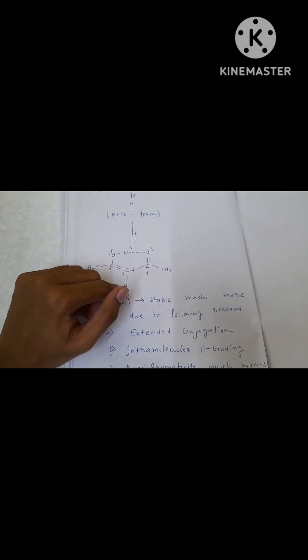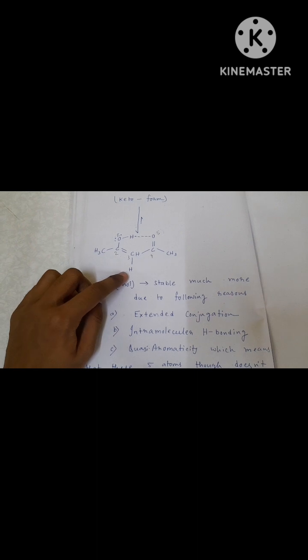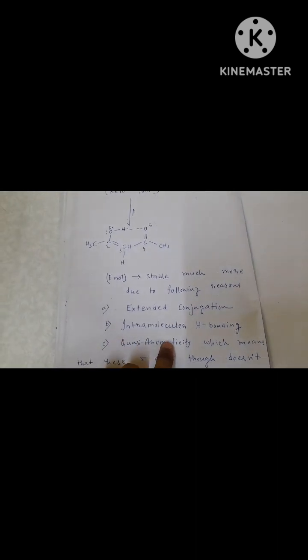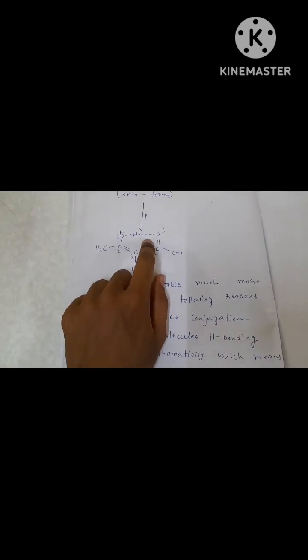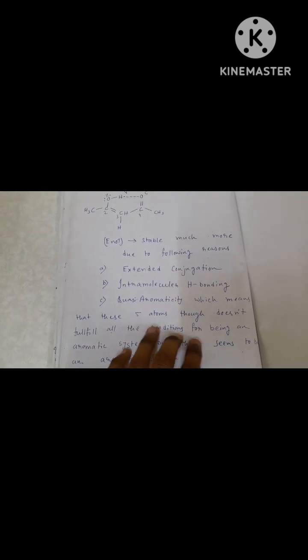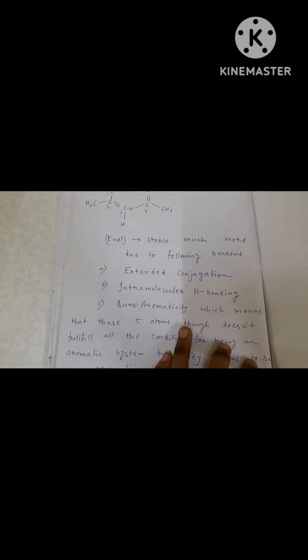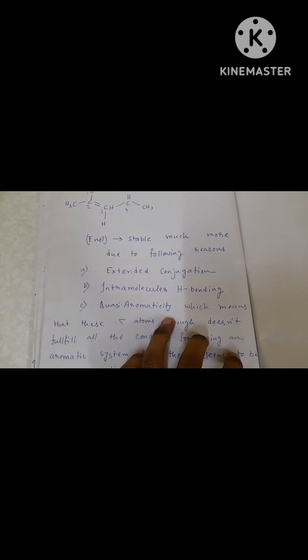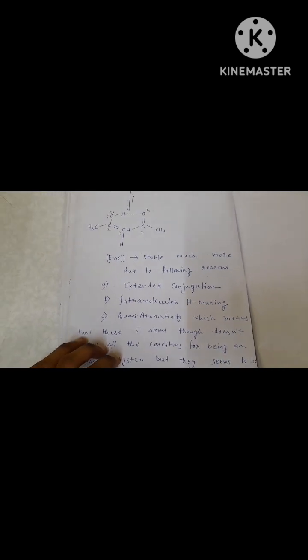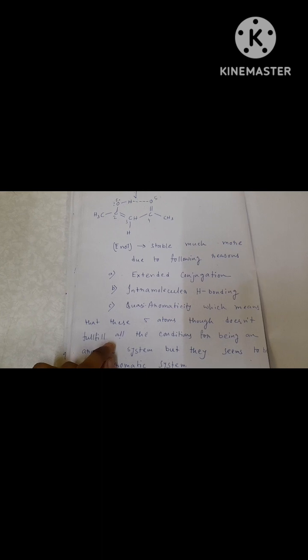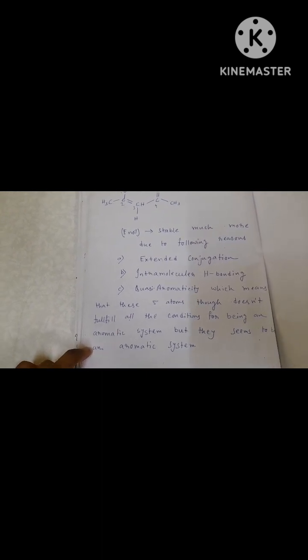The enol form is stable due to, first, extended conjugation among these three groups. Second, intramolecular hydrogen bonding: you can see here that the hydroxylic hydrogen atom undergoes intramolecular hydrogen bonding with the carbonyl oxygen. And third, quasi-aromaticity, another new term I have introduced here, which is that these 5 atoms though don't fulfill all the conditions for being an aromatic system, they seem to be an aromatic system. Let me explain clearly.